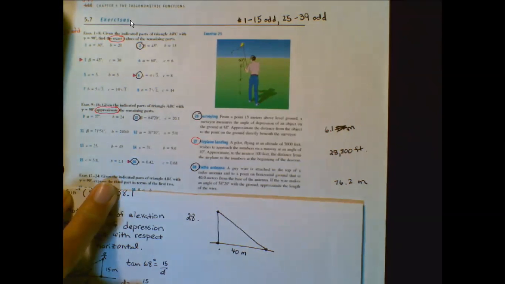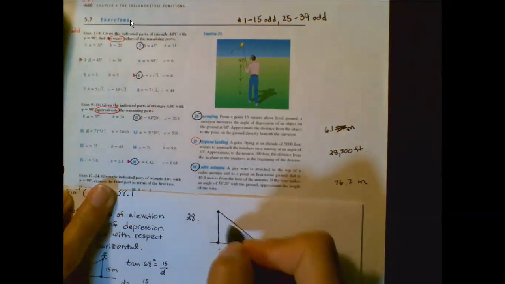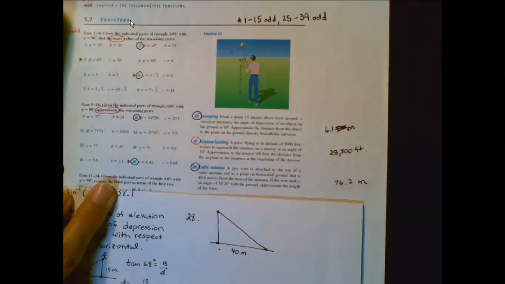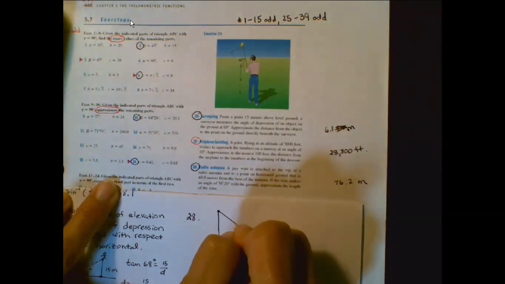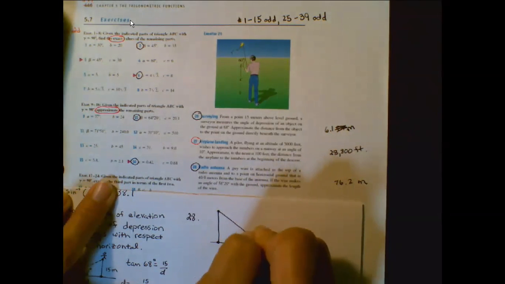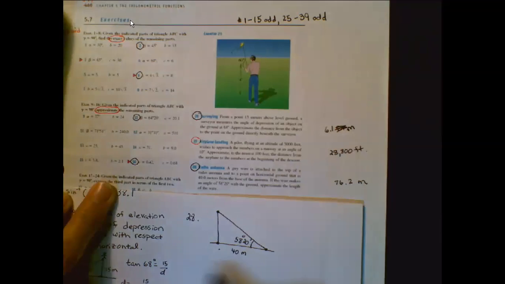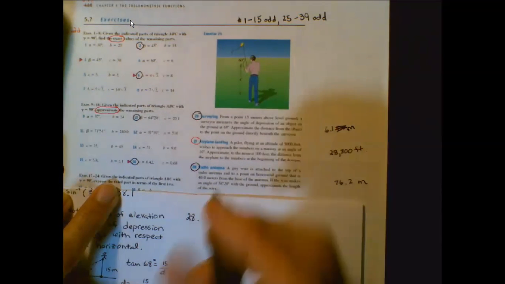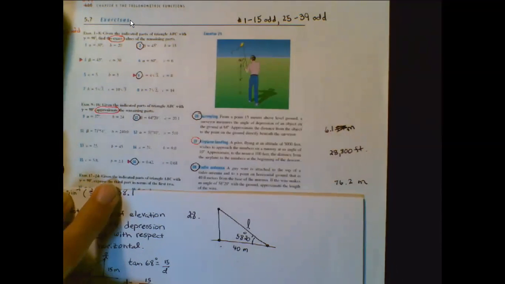If the wire makes an angle of 58 degrees 20 minutes with the ground, or the directions could say if the guy wire's angle of elevation is 58 degrees 20 minutes, then again, angle of elevation would mean with respect to the ground or with respect to the horizontal. Approximate the length of the wire. Looks like the hypotenuse.